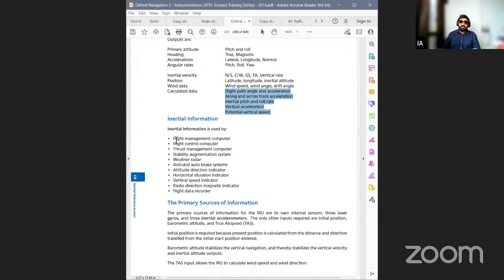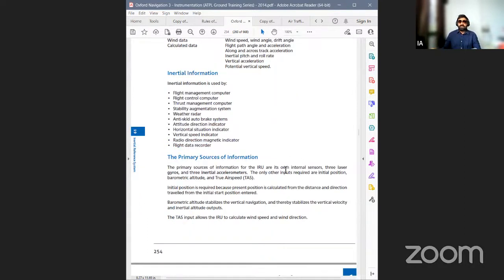Now, who uses this information? All these systems use this information. You'll be surprised to see your VSI, your HSI, your attitude direction indicator, they are all using this data from INS to compare whether they are sensing the right thing or not. The primary source of the IRU is its own sensors. What are those sensors? The accelerometers. There are 3 gyros, 3 ring laser gyros, and 3 inertial accelerometers. So the gyros and the accelerometers are primary source of information in your IRS.